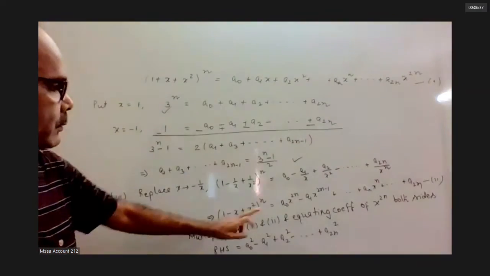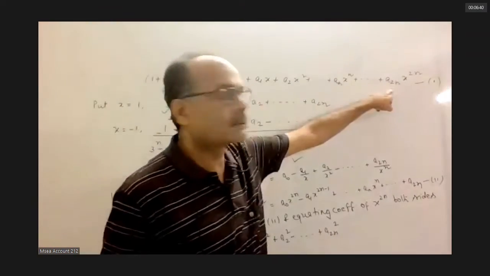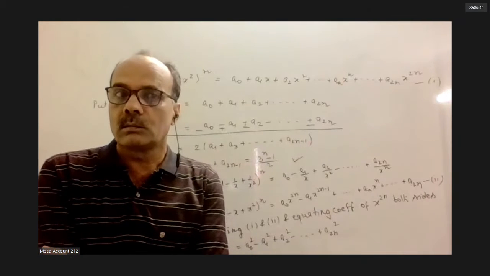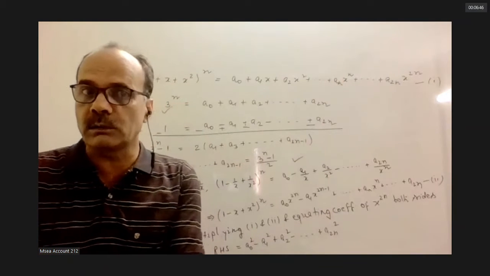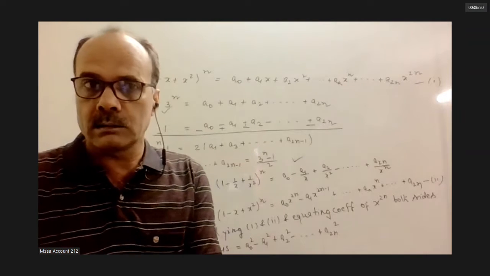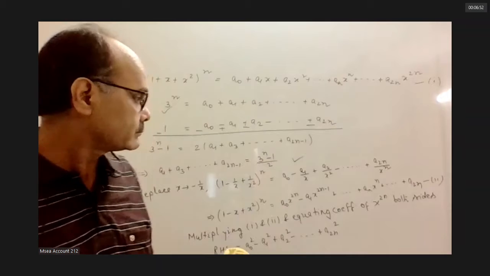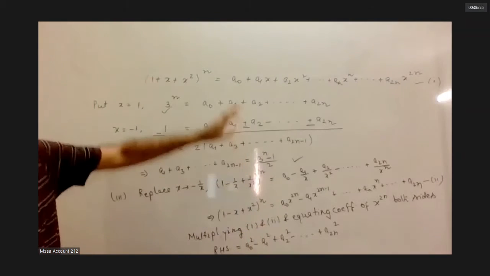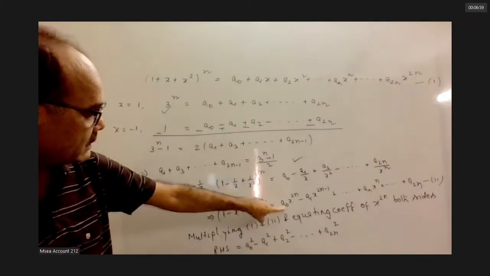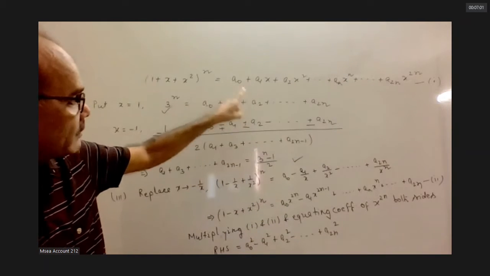Multiply this and this, you will get a 2n degree polynomial. This into this gives a 4n degree polynomial, x to the power 4n. Multiplying 1 and 2, both sides will be a 4n degree polynomial and both sides are equal, so their corresponding coefficients are equal. The coefficient of x to the power 2n on the RHS is this into this, a0 square plus.